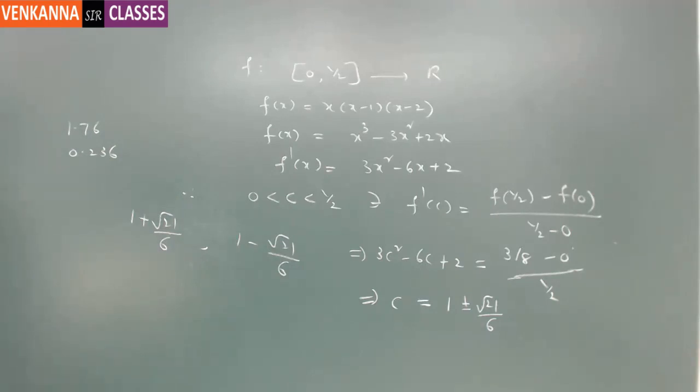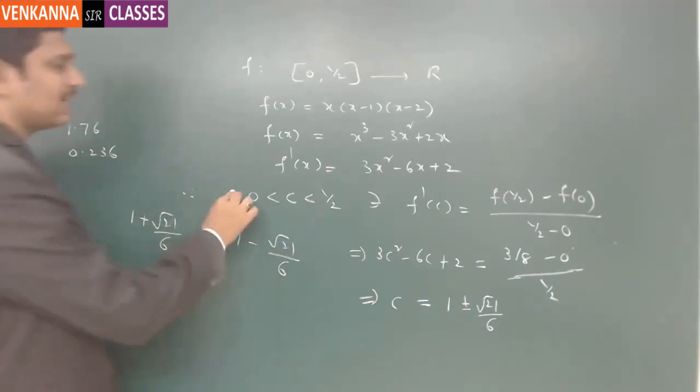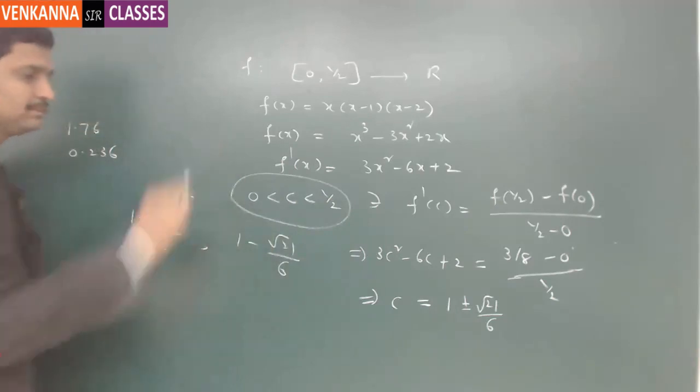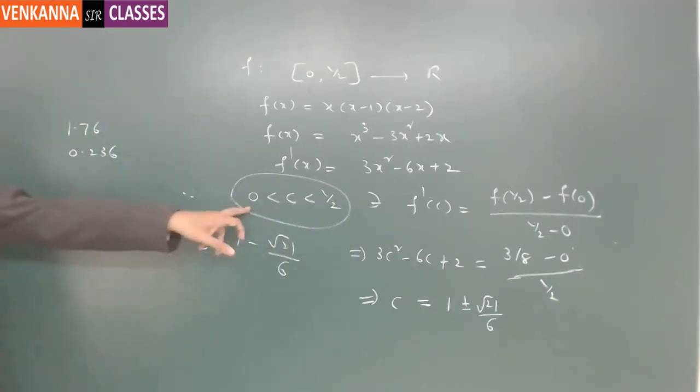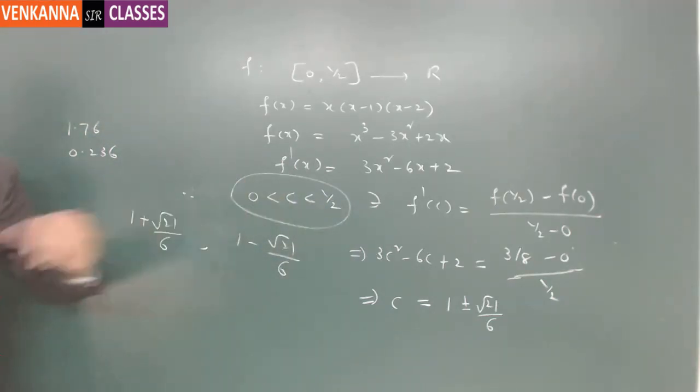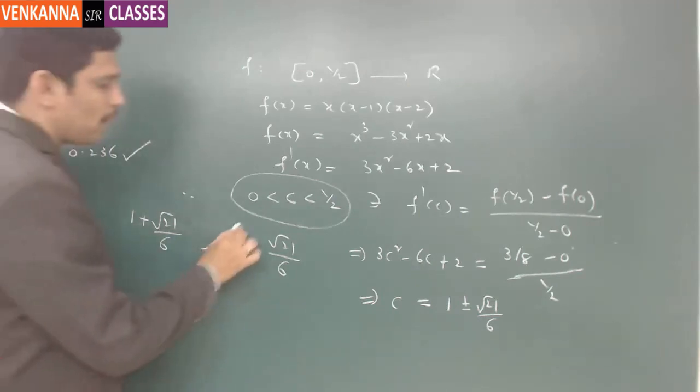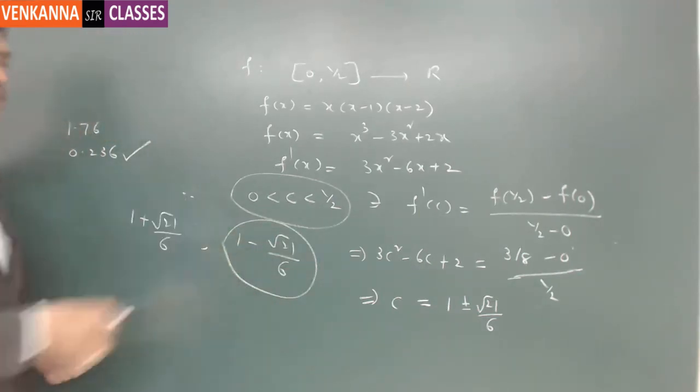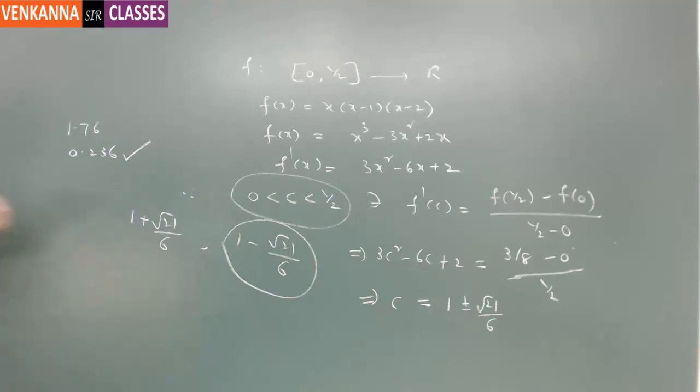Since the value of C is lying within the interval, C must be bigger than 0 and smaller than half, that is 0.5. You should go with the value 0.236, nothing but 1 minus root 21 by 6 that we choose. So we neglect the other value, even though we are going to get two values for C, right? So this was the conclusion of the problem.